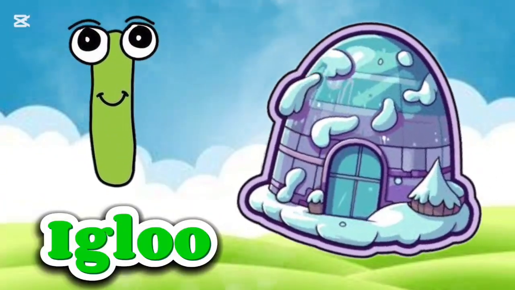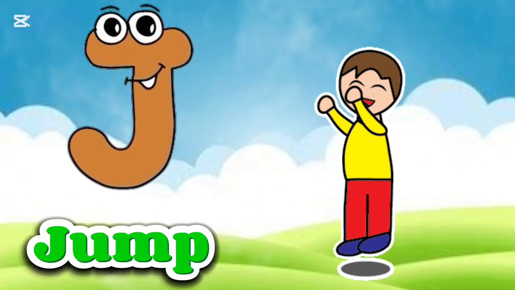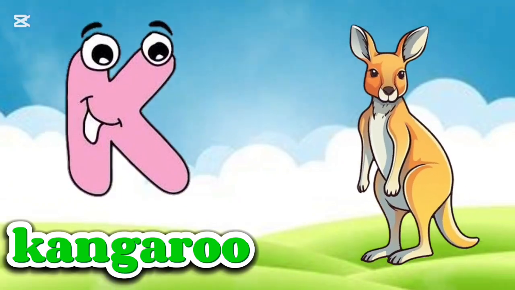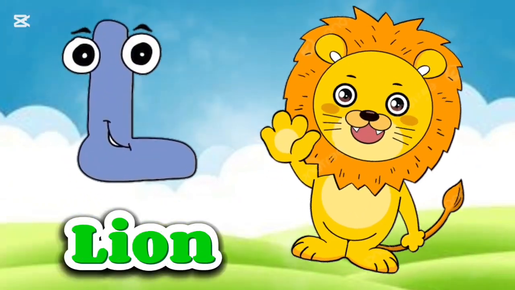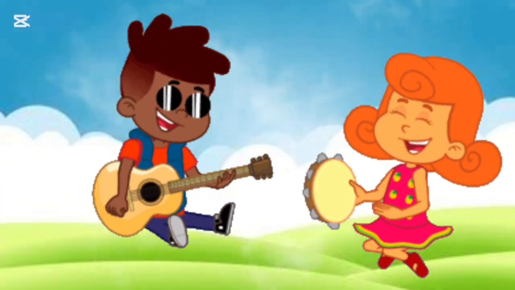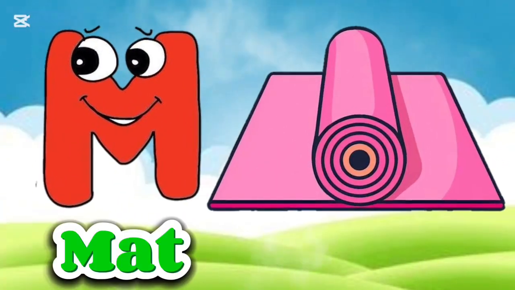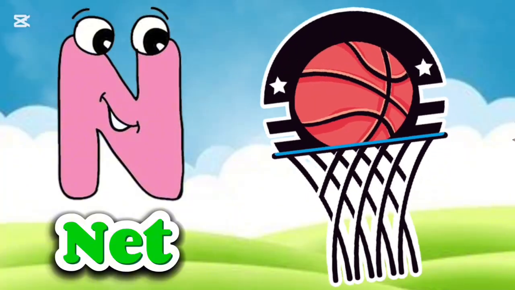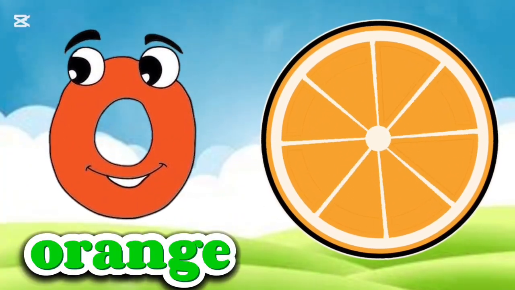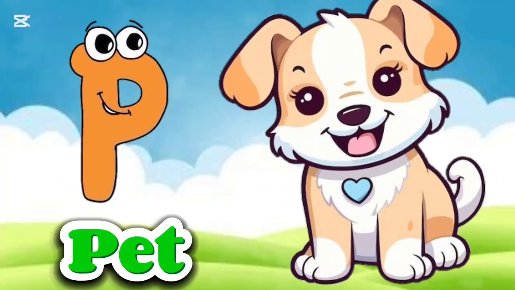I is for igloo, igloo. J is for jump, jump. K is for kangaroo, kangaroo. L is for lion, lion. M is for mat, mat. N is for net, net. O is for orange, orange. P is for pet, pet.